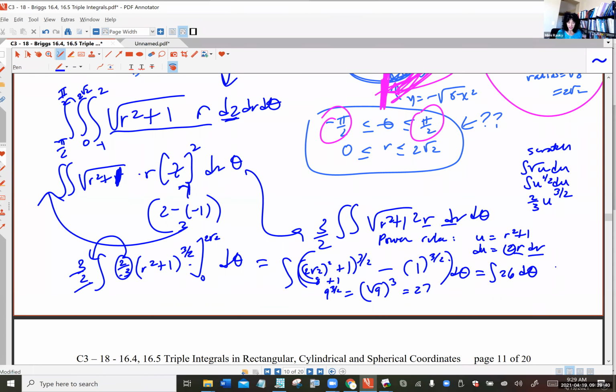Nice. So what's the antiderivative of 26 with respect to theta? Well, it's just 26 times theta, and theta is going to go from, oops, not 0, but negative pi halves, negative, come on, baby. Nope. Want to do it. No, the erase tool doesn't want to work.